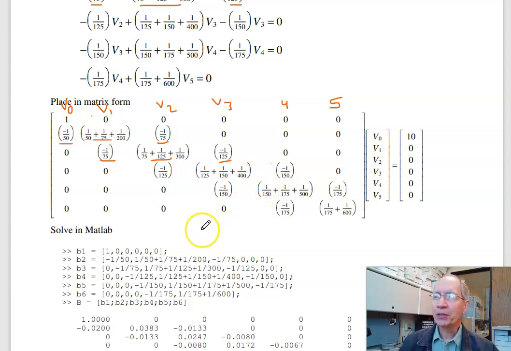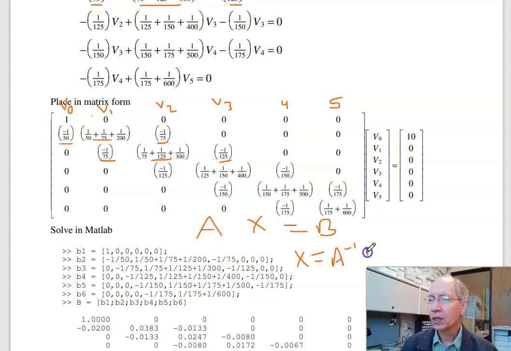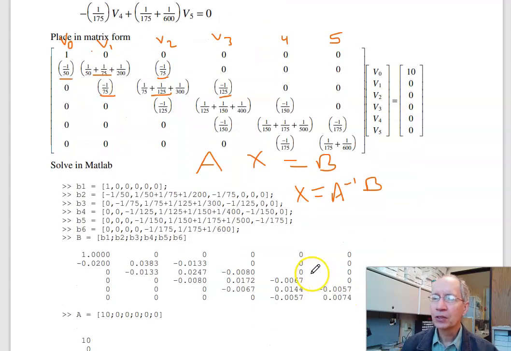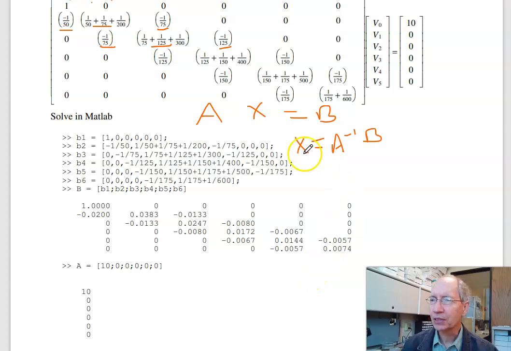I now have this in matrix form. I could say this is equal to A times X equals B. X is just the inverse of A times B. So in Matlab, I'll call that B and A.